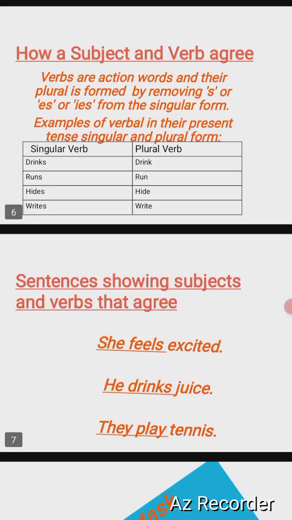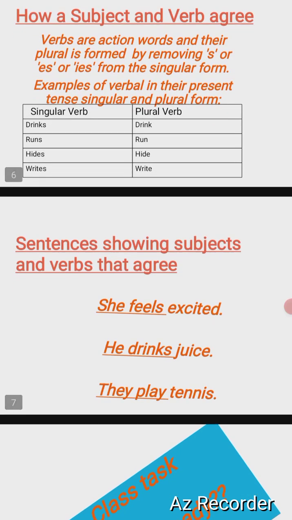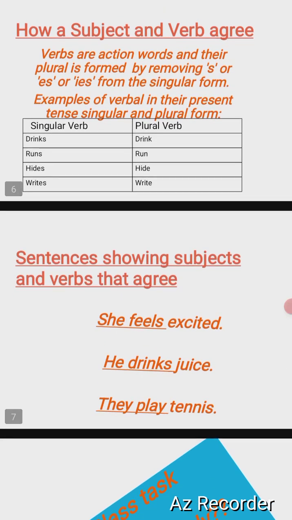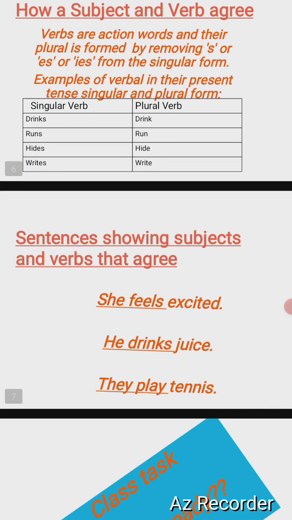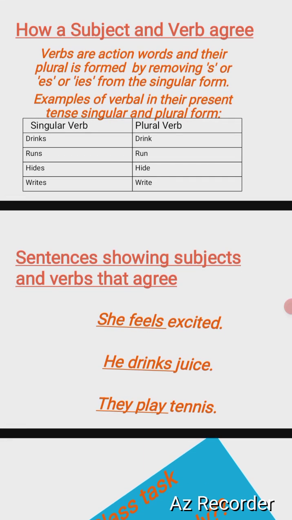How do subject and verb agree? Verbs are action words, like we said earlier, and their plural is formed by removing S. The plural is formed by removing S or ES or IES from the singular form. That's the opposite of what we know when it comes to subjects. Now, examples of verbs in their present tense, singular and plural form.